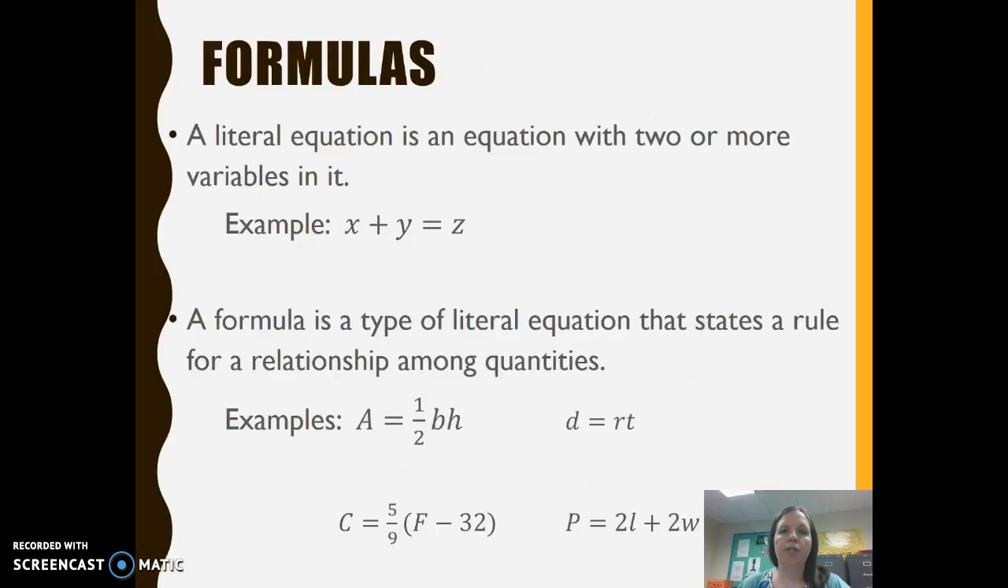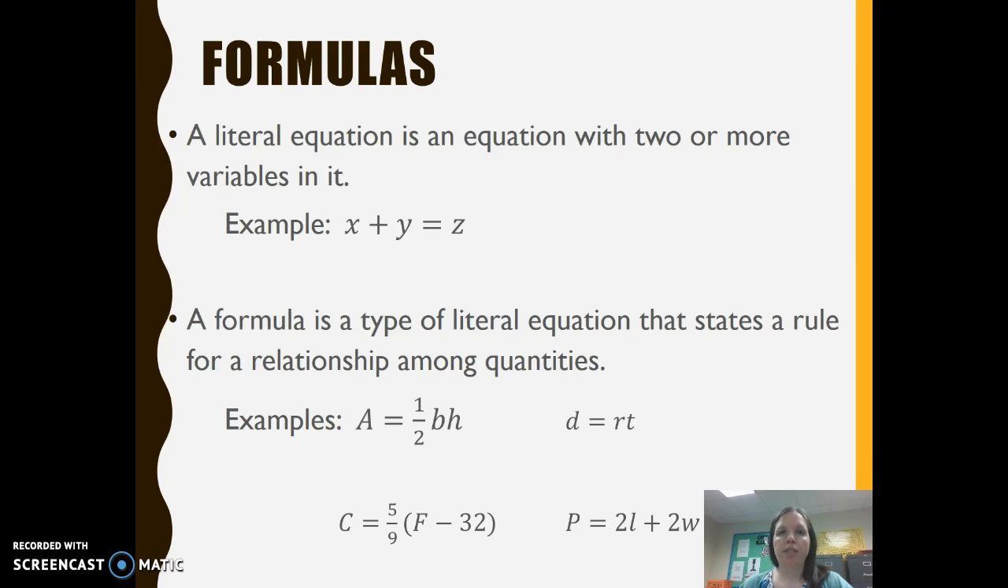So first thing for you is, what is a literal equation? A literal equation is an equation where we have two or more variables. We're used to seeing only one type of variable, normally x, but we're going to be focusing on equations like the one you see, x plus y equals z, that now has multiple variables in it.